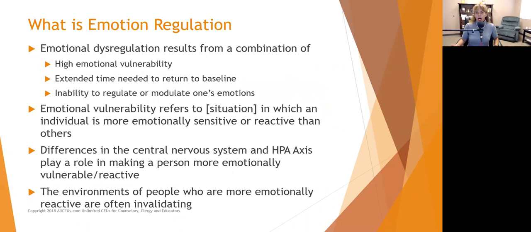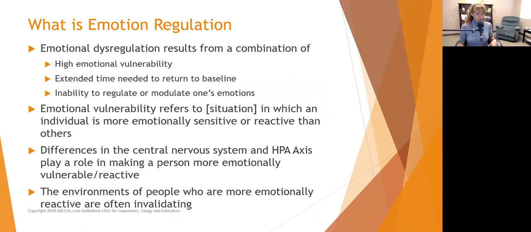Emotional vulnerability refers to the situation in which an individual is more emotionally sensitive or reactive than other people or than they normally are. And this is a fun activity to do with clients: ask them, tell me about some times when you are more emotionally sensitive, when you get upset easier than other times. They may start just telling you about situations. And then you can start talking about, okay, what was going on in that situation and what happened before that?